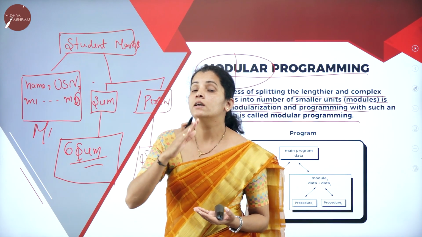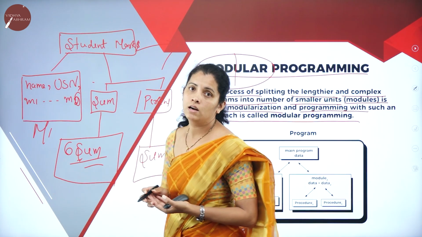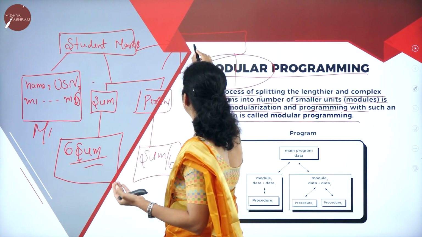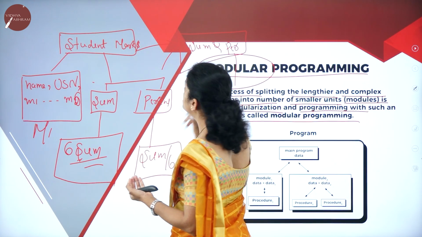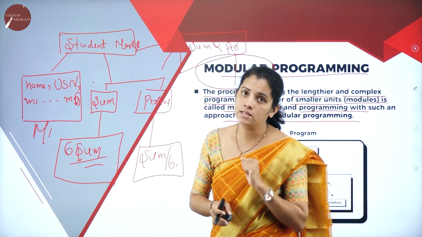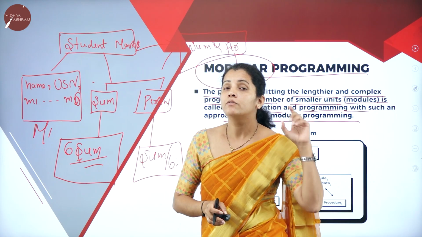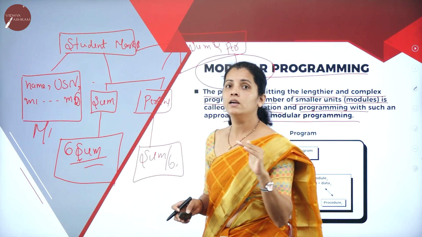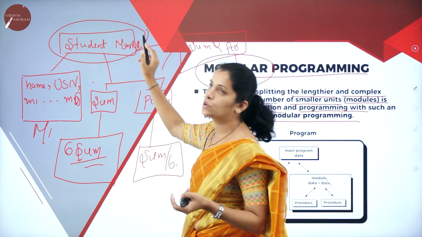Then what is my next module? That is, I'm going to display the output. So what is the output I want to display here? That is the sum, that is total marks, and percentage. So this is the way you can divide your complex problem into smaller modules, find the solution for each smaller module, and club the solutions in order to get the final solution.